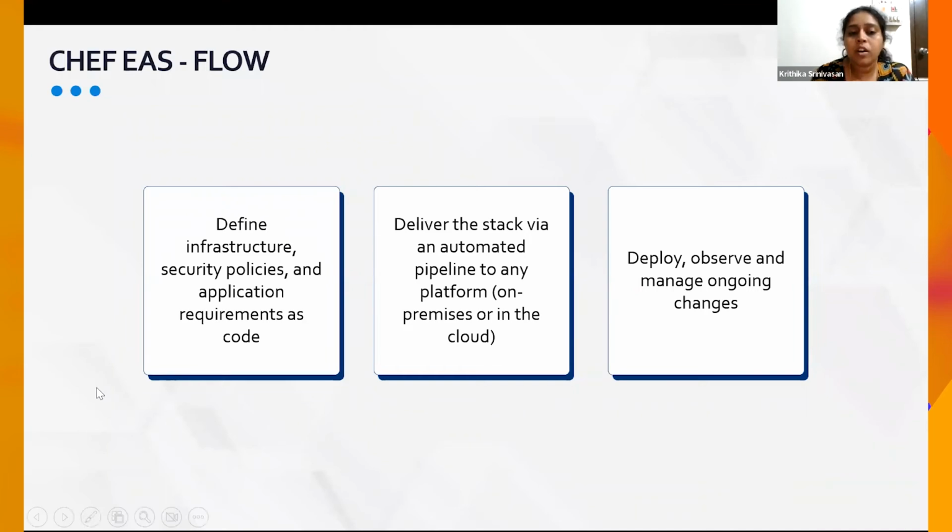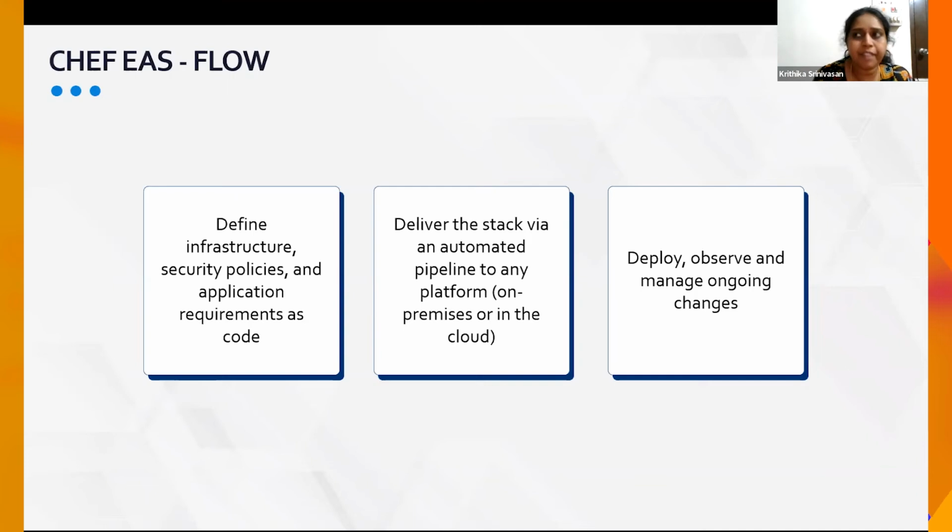So how this works is through these stages. I would call it triple D. That's how I set this up. Say define, deliver, and deploy. Define is defining the infrastructure, defining the security policies, defining the application requirements, everything as automated code. So the Chef code at the first stage basically takes care of defining everything. The defined code is then pushed onto a Chef server. The Chef server, on running a Chef client run, will deliver the entire stack into an automated pipeline.